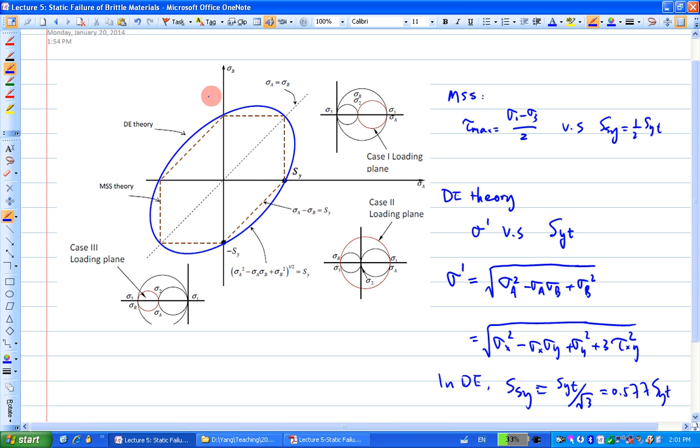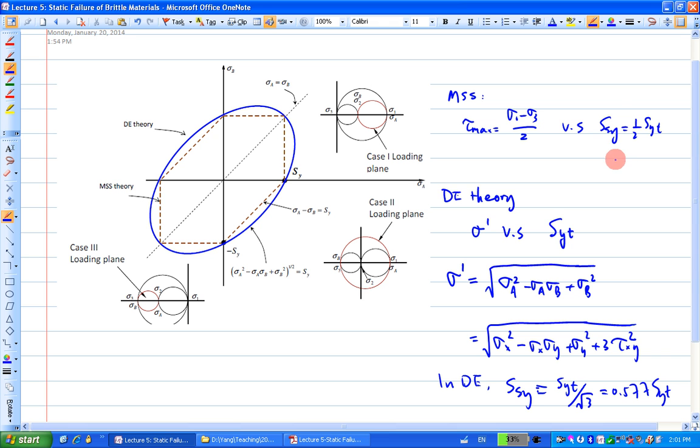The graphic here is basically the graphical locus for the two theories. Within this curve or the boundary, it's safe. Outside it, it's not safe, right? The solid one is the distortion energy theory, the ellipse, and the hexagon is the maximum shear stress theory. Take a look at the handouts and see if you can get all the information right.